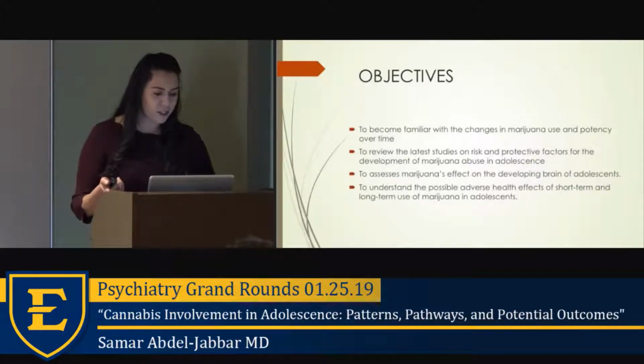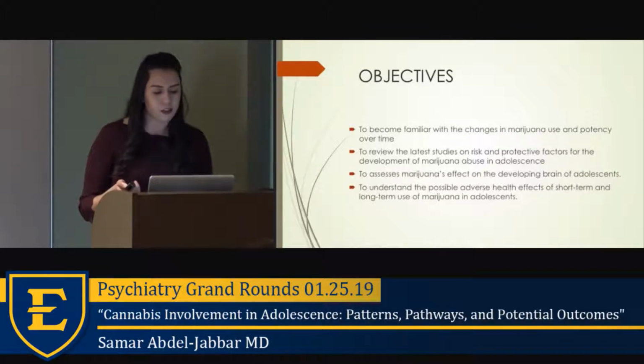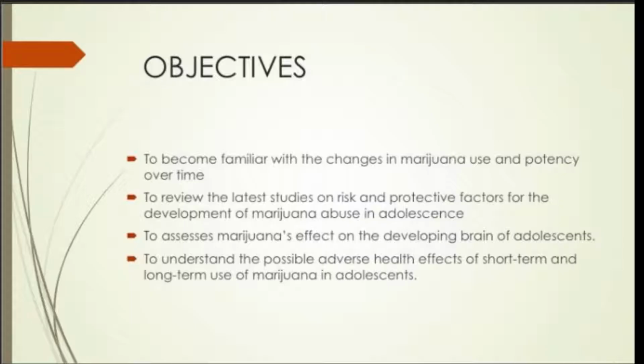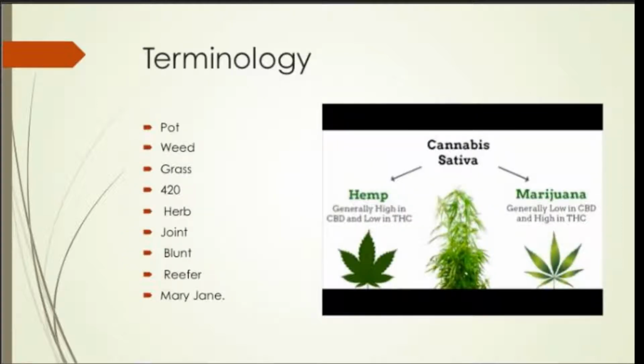So today's objective is to become familiar with the changes in marijuana use and its potency over time, to review the latest study on the risk and protective factors for the development of marijuana abuse in adolescents, to assess marijuana's effect on the developing brain of adolescents, to understand the possible adverse health effects of short-term and long-term use of marijuana in adolescents. All right, so let's dive in.